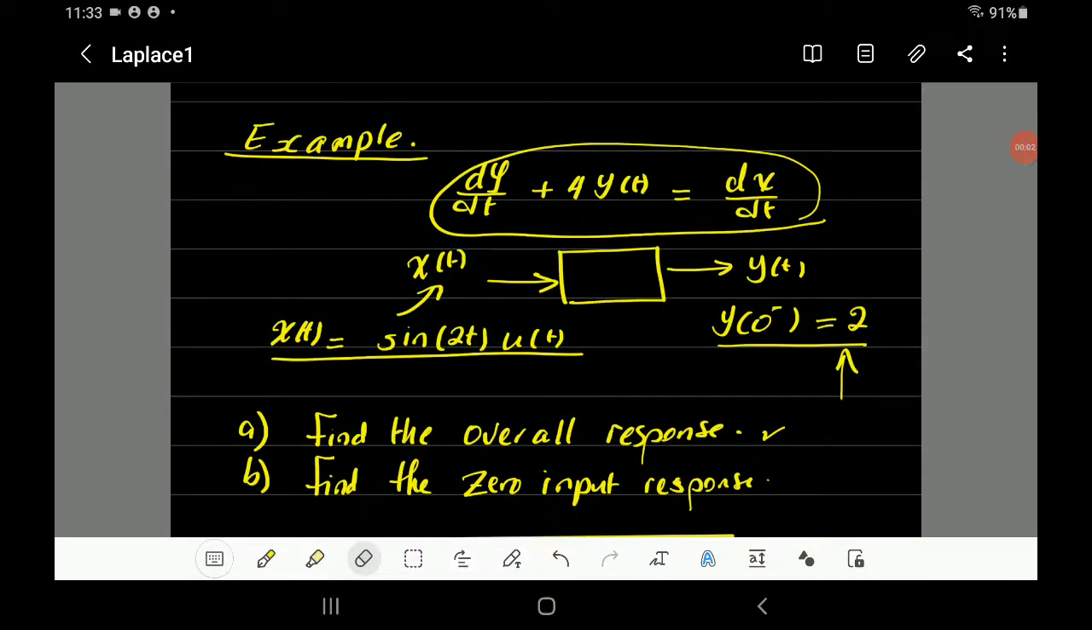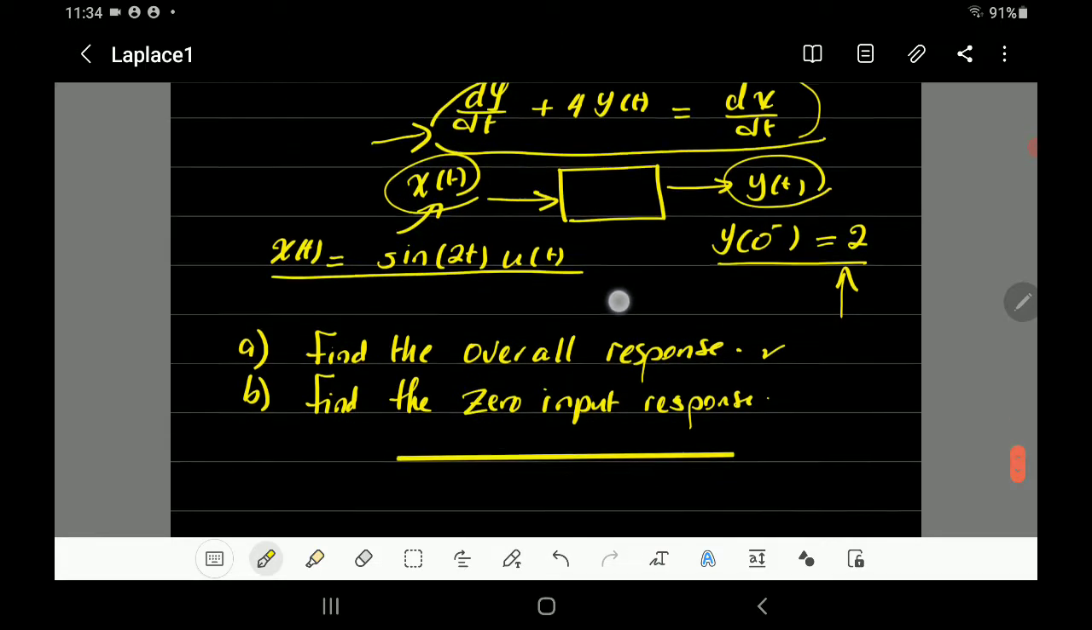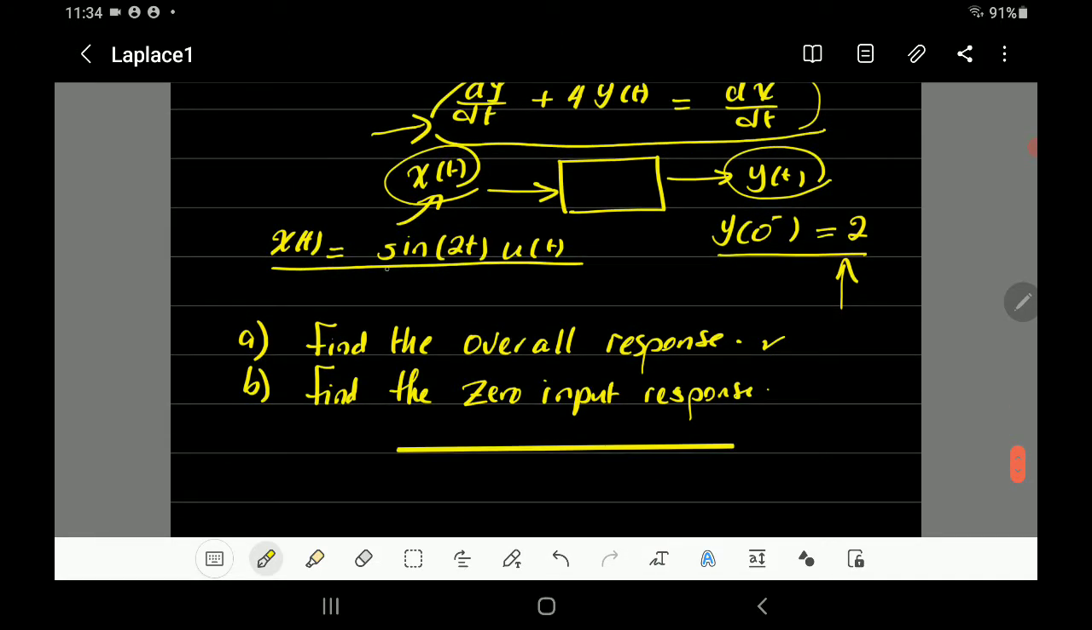In this video, we are going to explain how to use Laplace transform to solve a linear constant coefficient differential equation. In this example, the linear differential equation is defined by this equation: dy/dt plus 4y(t) equals dx/dt. x is the input and y is the output of a linear time invariant system. And the input is sin 2t u(t), and the output y(t) is what we need to find, but the initial condition is known as y(0) equal to 2.